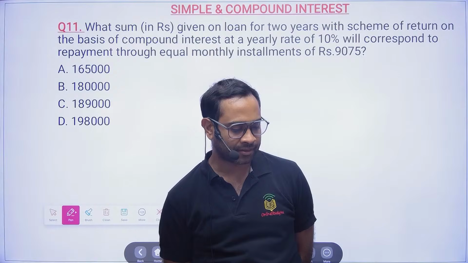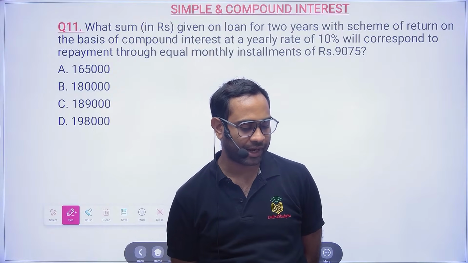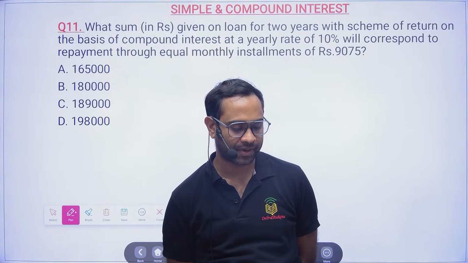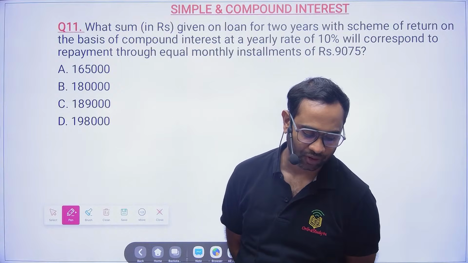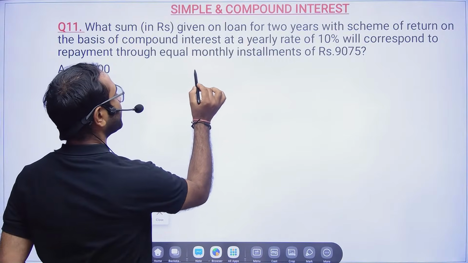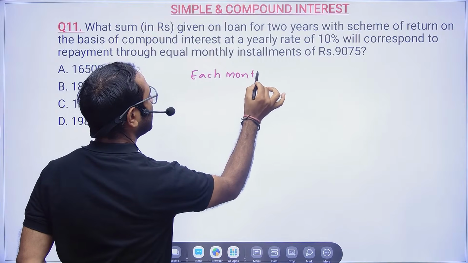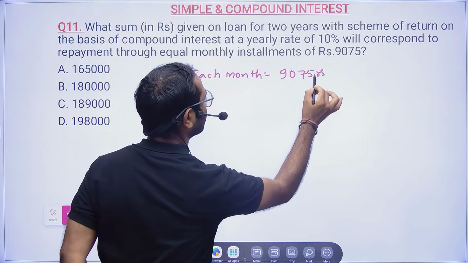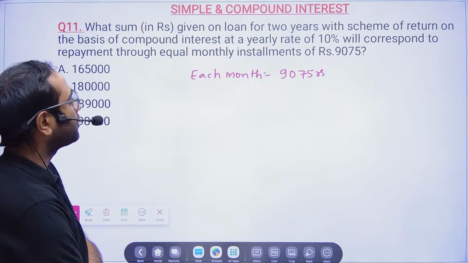Now, what sum is given on loan for 2 years with a scheme of return on the basis of compound interest at a yearly rate of 10% will correspond to repayment through equal monthly installments of rupees 9,075. So what they are telling is, each month to Flipkart you are paying 9,075 rupees, right?